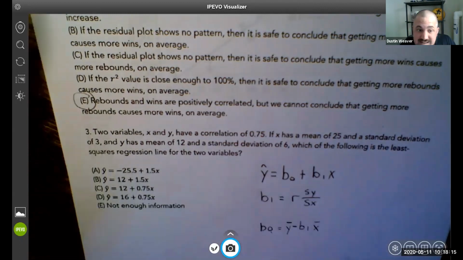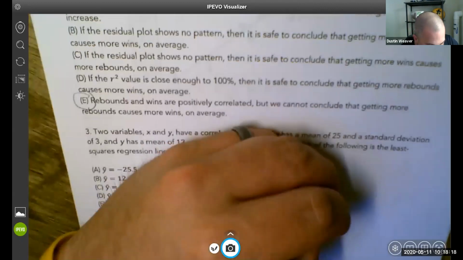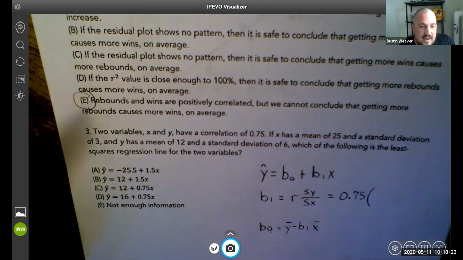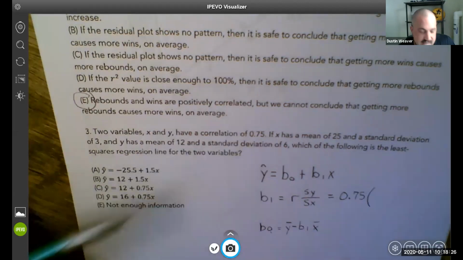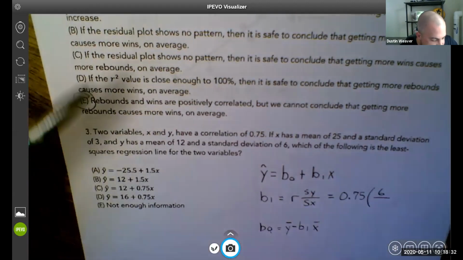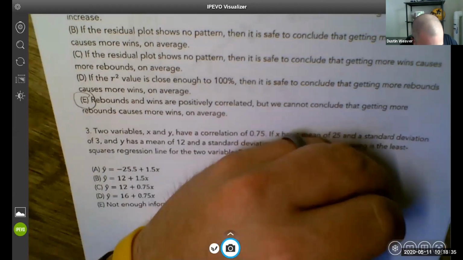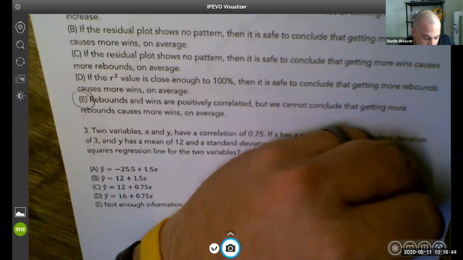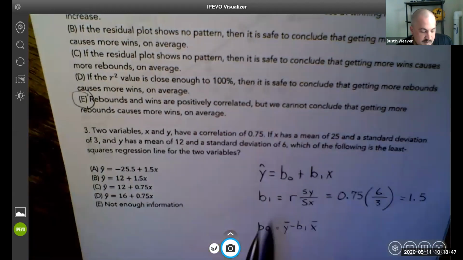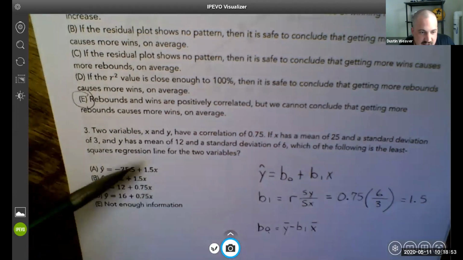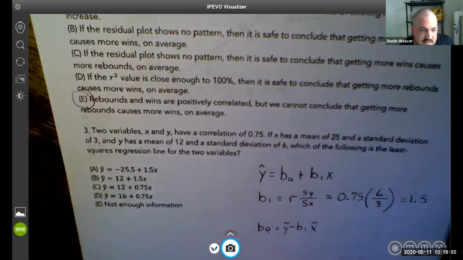So R is the correlation. It tells us the correlation is 0.75. So that's our R, 0.75, times, we need the standard deviation of Y. Y has a mean of 12 and a standard deviation of 6. So the standard deviation of Y is 6, and then we need the standard deviation of X. X has a mean of 25 and a standard deviation of 3. So 0.75 times 6 over 3. That would be 0.75 times 2, which gives us 1.5. So we found B1. That's our slope basically. And you see that in answer choice A, and you see that in answer choice B.